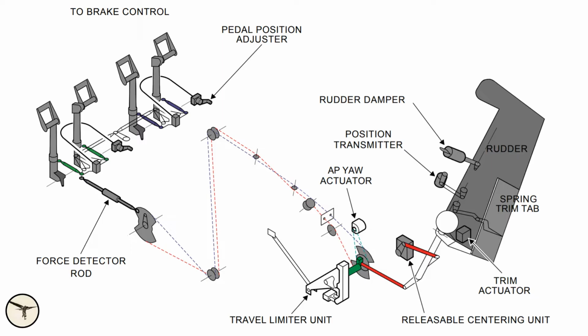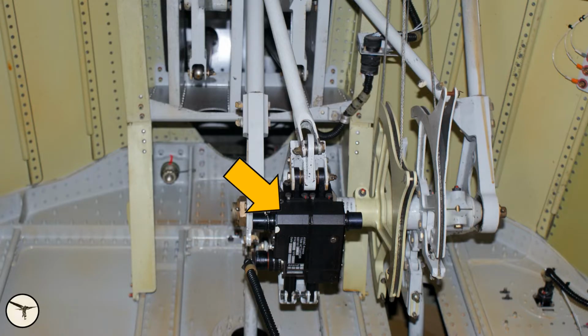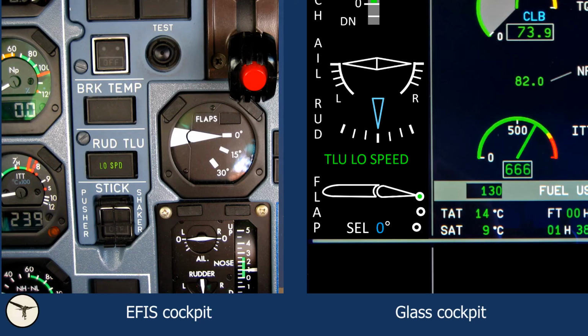All ATR variants, except for the 42-300 and 320, have a rudder travel limit unit, TLU. The TLU is automatic and prevents excessive rudder deflection at high speeds. At takeoff, the TLU is in low speed mode, allowing for full rudder deflection. When accelerating through 185 knots, the TLU changes to high speed mode, restricting the movement of the rudder. When decelerating through 180 knots, the TLU changes back to low speed mode, and in case of a system failure, the TLU can be operated manually with this switch.